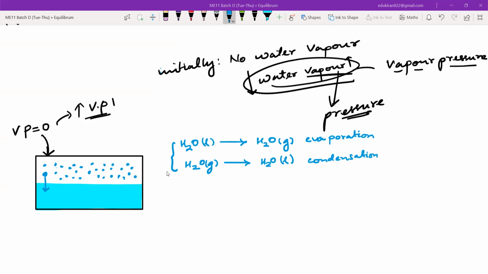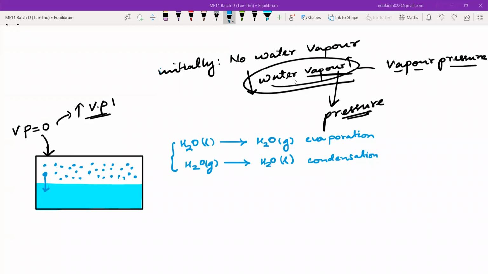So initially, when I just added the water, there was no gas. So I would say that the condensation was zero. There was no condensation happening, but there was liquid water present. You're learning about the physical equilibrium right now, water vapor and liquid water. So when I just added the water, there was no water vapor. Slowly evaporation happened and we got some water molecules in the gaseous form.